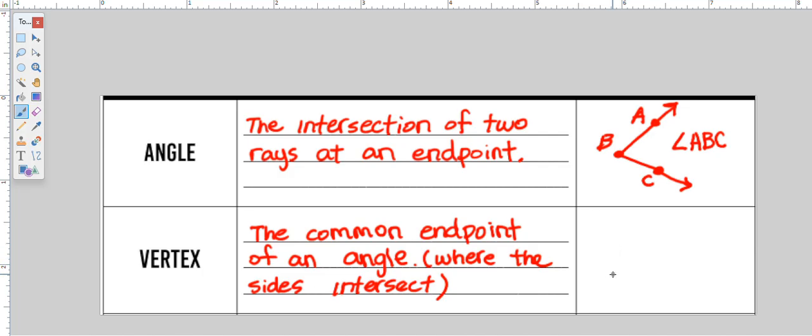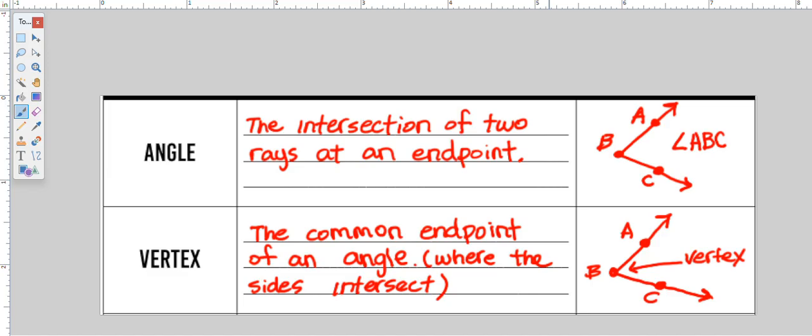All right. Now, if I look, I am going to give us the same angle. Okay. This is angle A, B, C, but more specifically, this spot right here is what we call the vertex. That is the vertex.